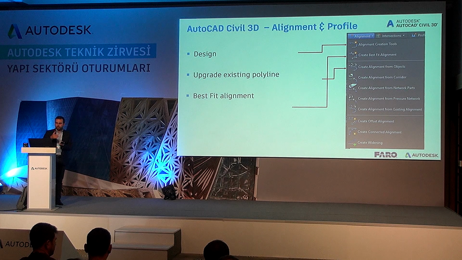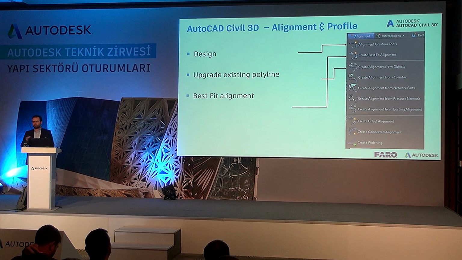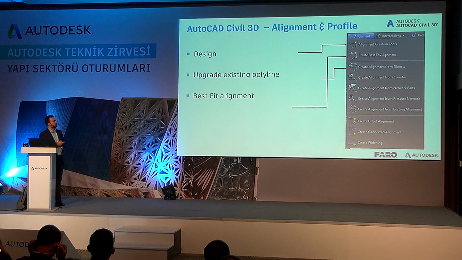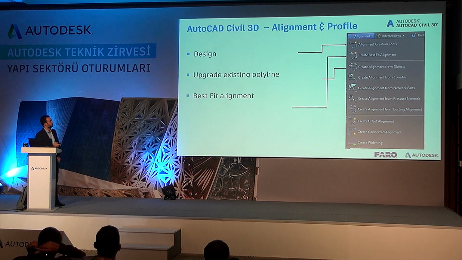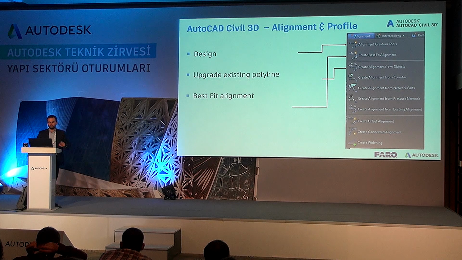So now let's move to the actual thing of the road rehabilitation. To do any road corridor for the new road, we definitely need an alignment, a profile, and a cross-section or an assembly, and from those we can simply generate a corridor. Inside of Civil 3D there are many ways of creating an alignment. We can design it ourselves, we can upgrade an existing polyline, or do a best fit alignment. Depending on the case, we use one of them.